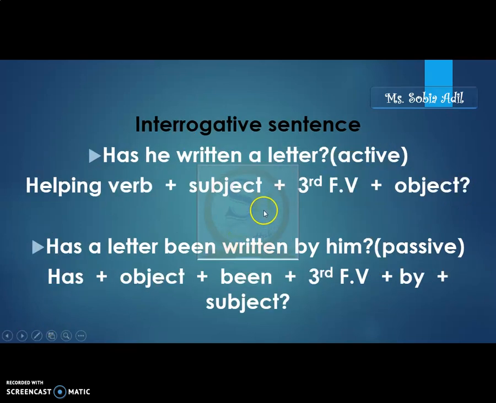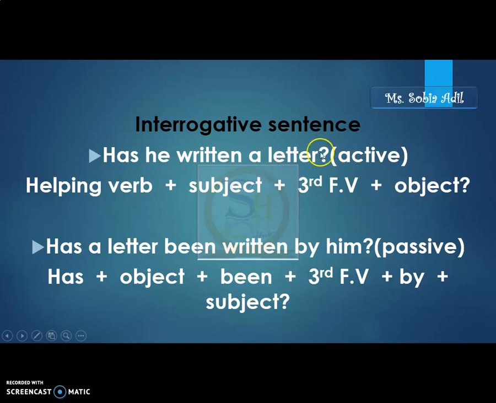All right, next one is the structure for interrogative sentence. The simple or active structure you need to follow in the present perfect tense is: the helping verb we write first, then comes the subject, then we write the third form of verb, and then the object, and after that we put a question mark. This one is the structure for active in present perfect tense, right? Has he written a letter?